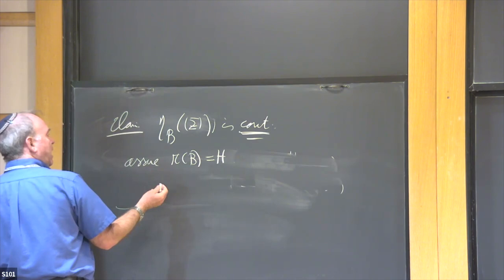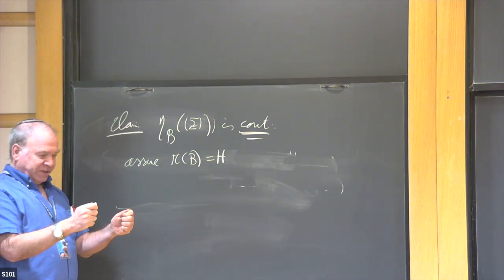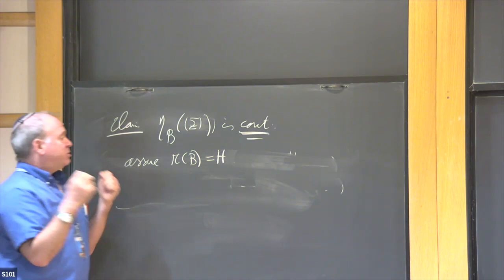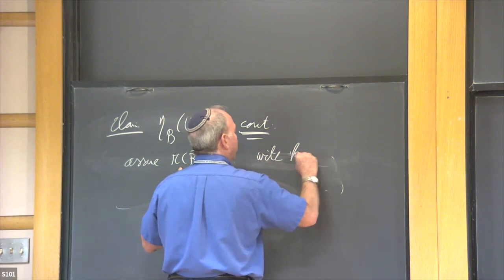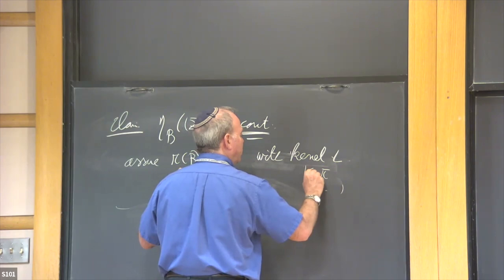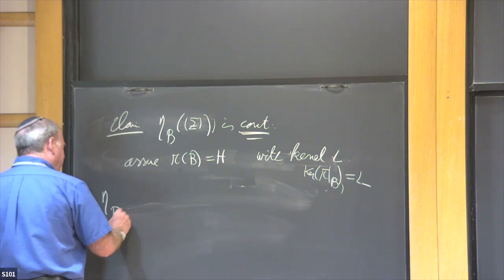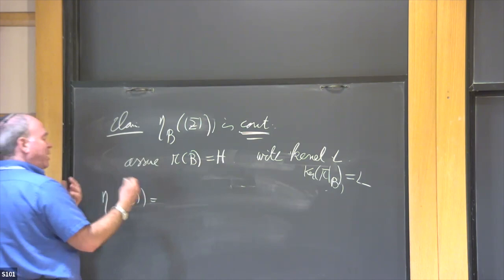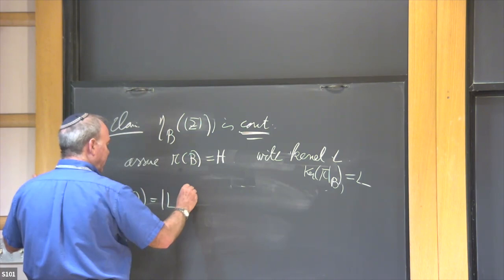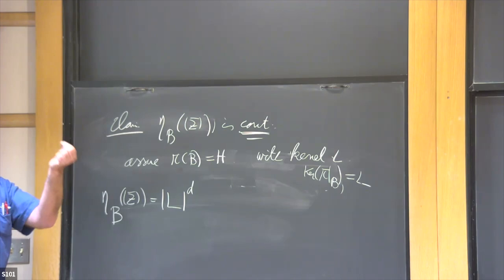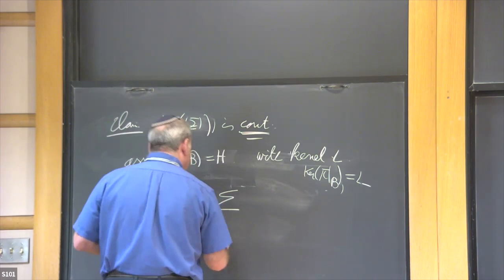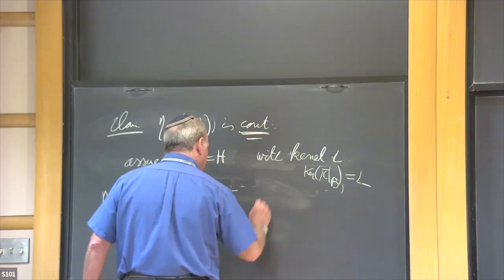Then how many of these tuples can be lifted back to B? So let's say that this is B with kernel L. The kernel of pi restricted to B is L. So L is a normal subgroup of B, and the quotient is H. So I claim that N_B of Z is equal to, what is the total number of liftings, it is |L| to the power d, right? Every little Z I can lift back in |L|^d ways, minus the sum over all B1 strictly less than B of eta_B1 of Z.